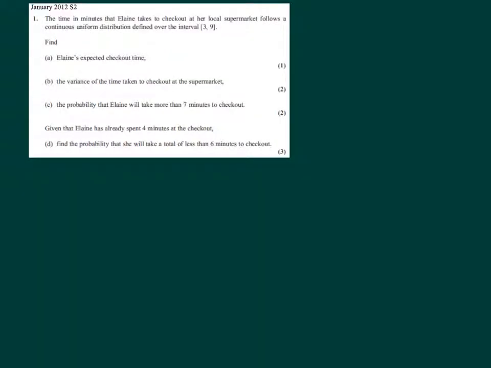So let's start off by sketching this. So we know that it's between 3 and 9. It's a uniform distribution. And this height here is going to be, well, the gap between 3 and 9 is 6. So it's going to be 1 over 6 as our height. We didn't really need to do that in order to find the mean. But it's always good to sketch the information that you've got.